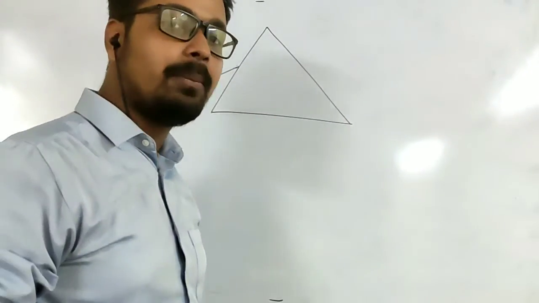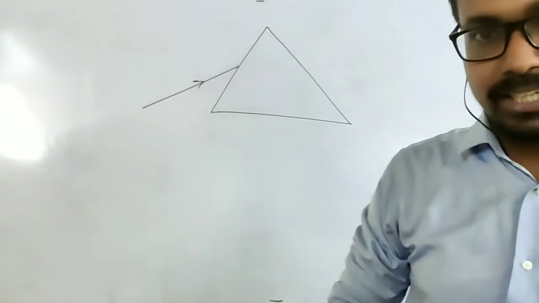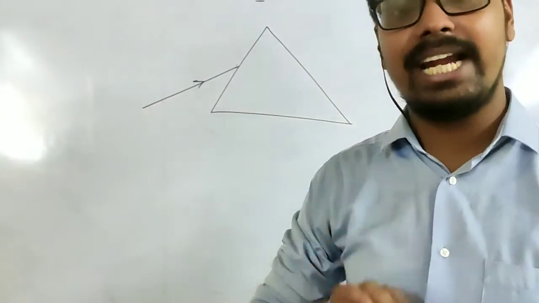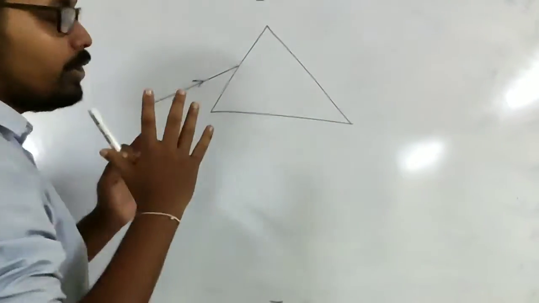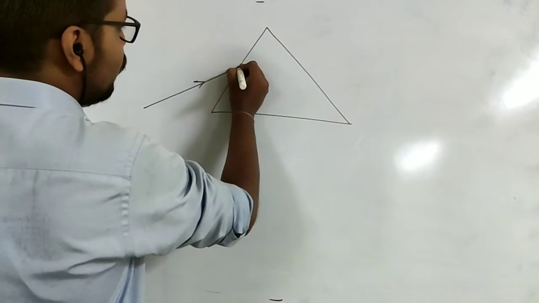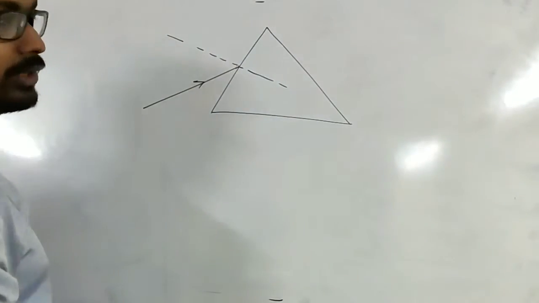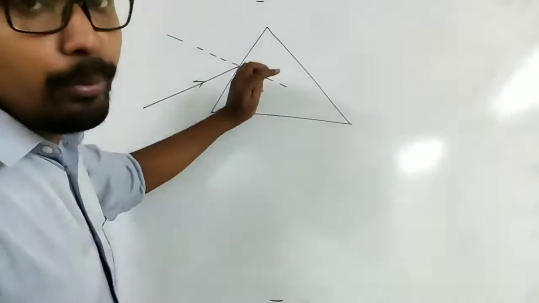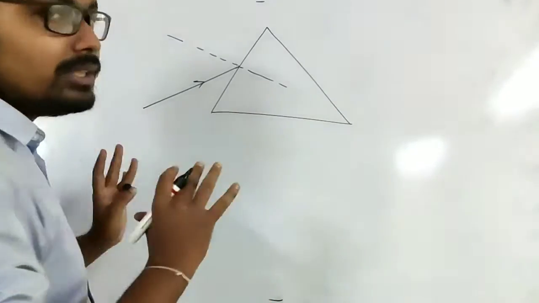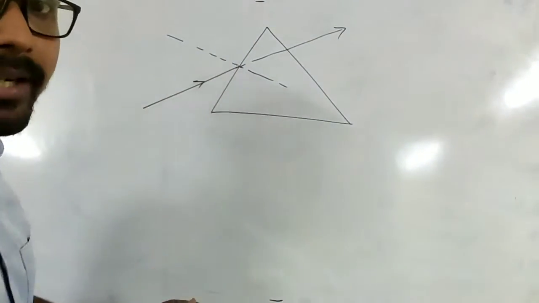As we have studied in chapter 10, whenever there is a change in the medium, refraction occurs. Refraction means change in direction of the light. Here, light will change its direction. So, in which direction? Let us draw one normal to this point. Normal means a perpendicular. Suppose there is no glass, what will happen to this light? This light will pass straight through like this. Right? I hope you understand.